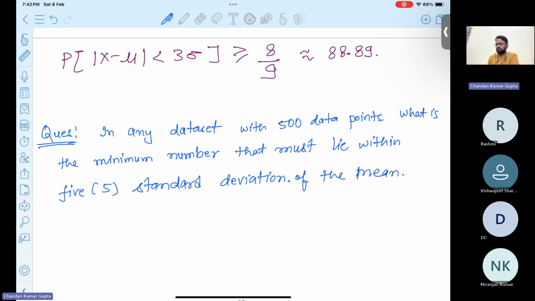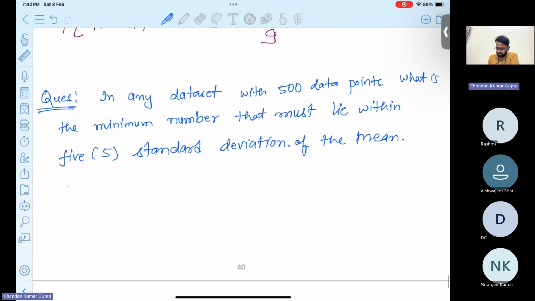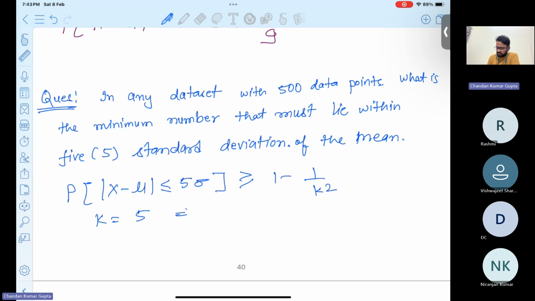Okay, again the similar question. We need X, any random variable which may shift from mu, and this quantity less than or equal to 5 times the standard deviation. Again this is 1 minus 1 upon k square. Here k equals 5. This implies 1 minus 1 upon k square equals nothing but 24 upon 25.